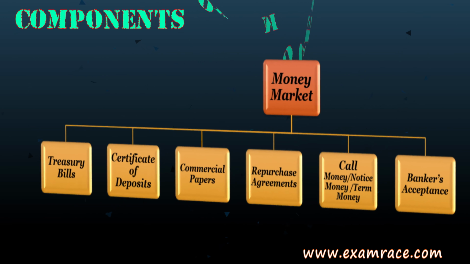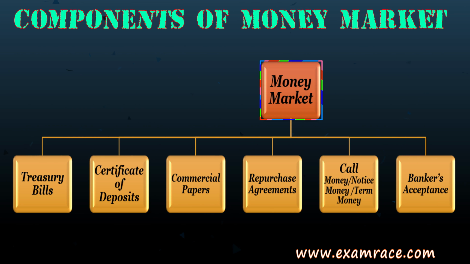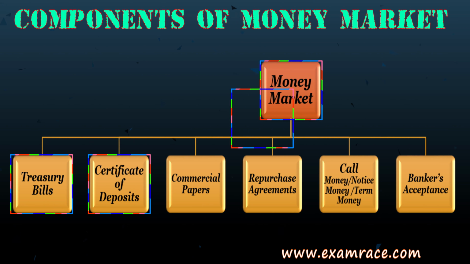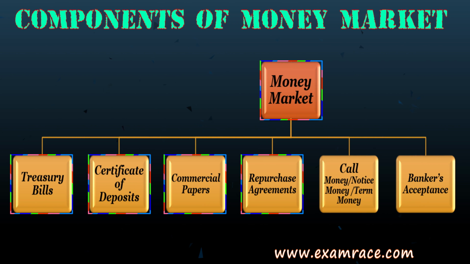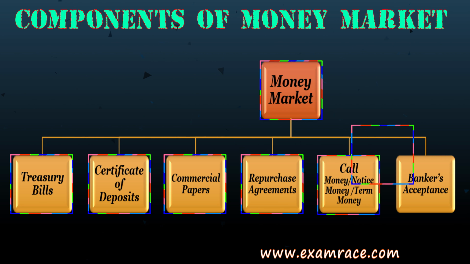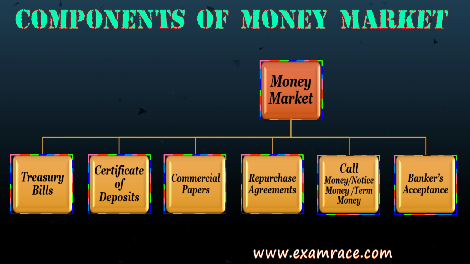Now let's move to components of money market. Money market components are treasury bills, certificate of deposits, commercial papers, repurchase agreements, call money, notice money, and term money. And the last is bankers' acceptance. Let us learn about these one by one. So, the first component of money market is treasury bills.